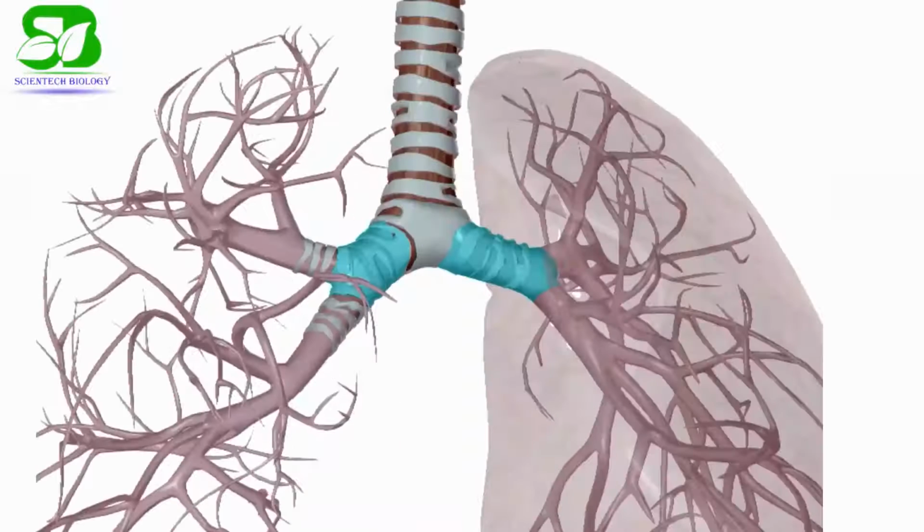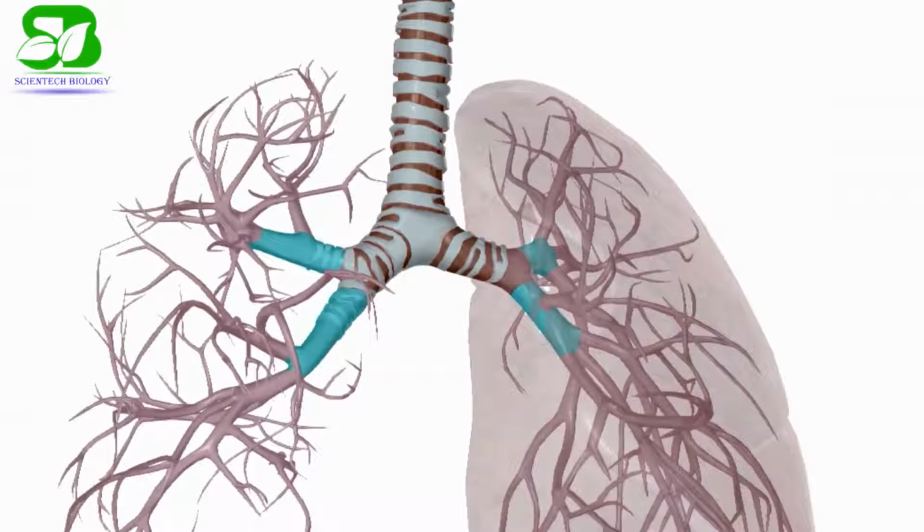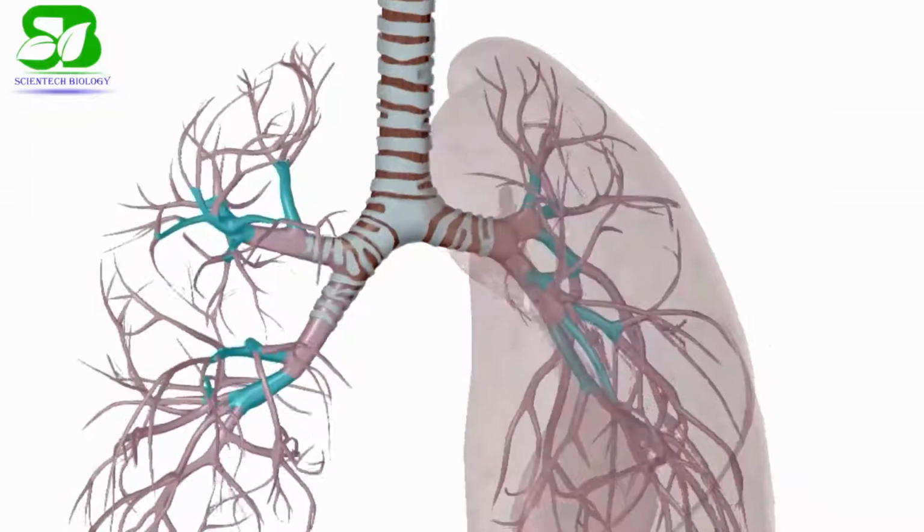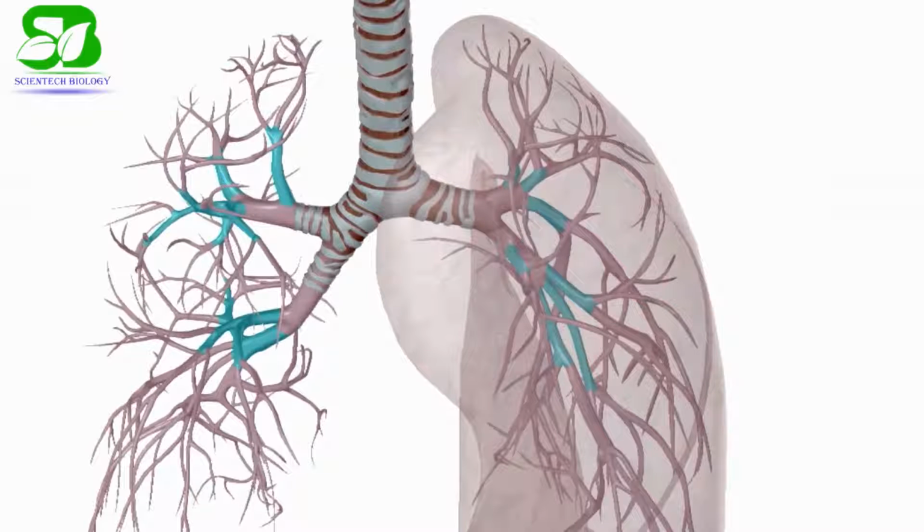The bronchi are the air passages into the lung that begin at the end of the trachea. There are two bronchi, one for each lung. The bronchi divide and redivide to form bronchioles.